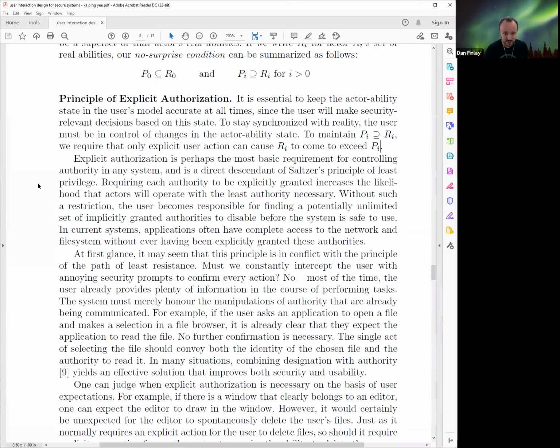Without such a restriction, the user becomes responsible for finding a potentially unlimited set of implicitly granted authorities to disable before the system is safe to use. In current systems, applications often have complete access to the network and file system without ever having been explicitly granted those authorities. At first glance, it may seem that this principle is in conflict with the principle of the path of least resistance. Must we constantly intercept the user with annoying security prompts to confirm every action?